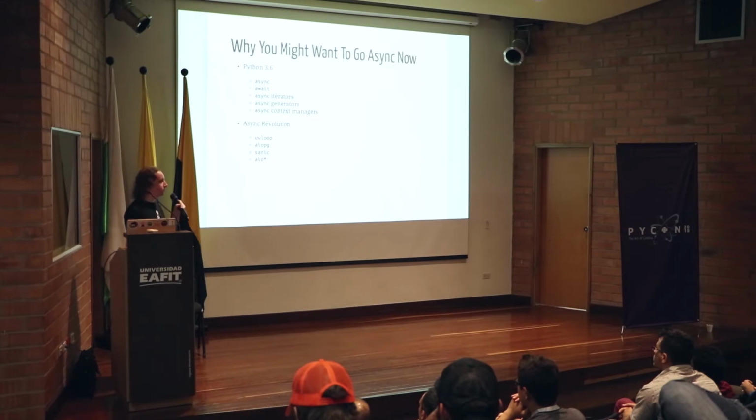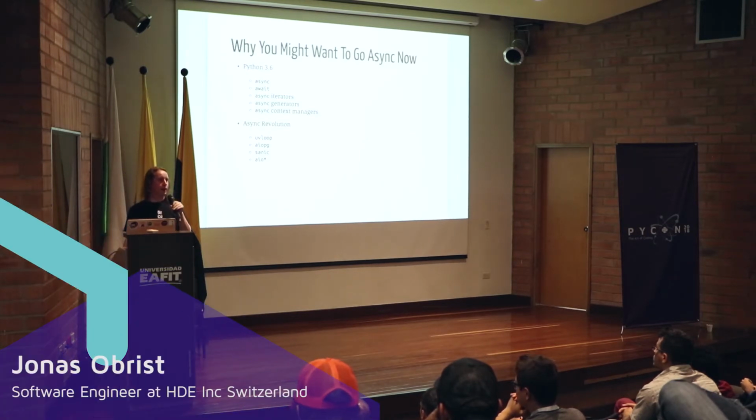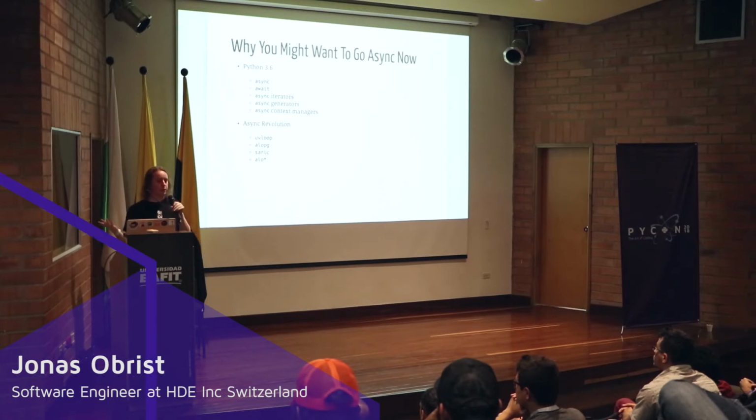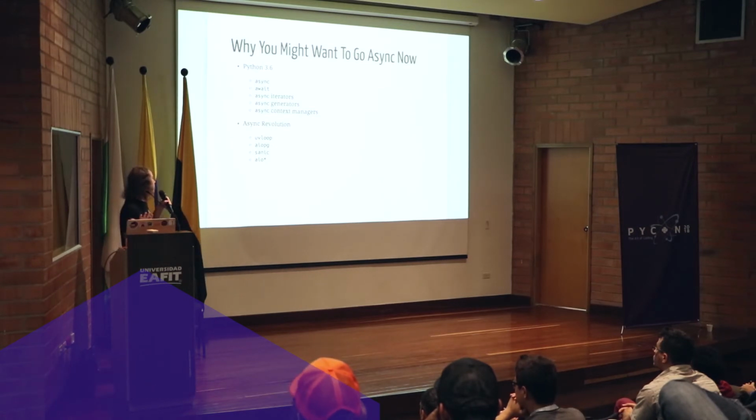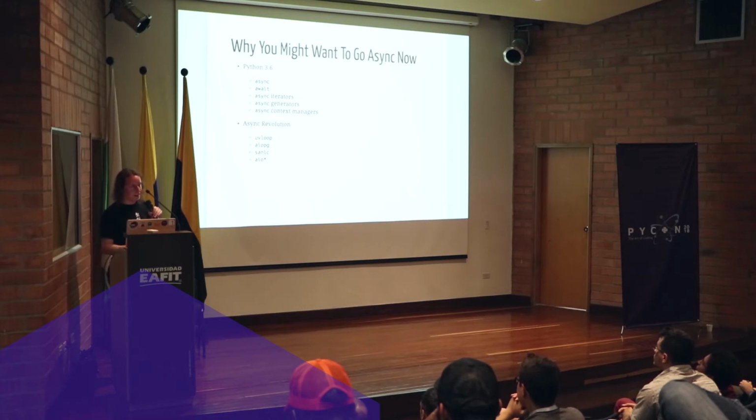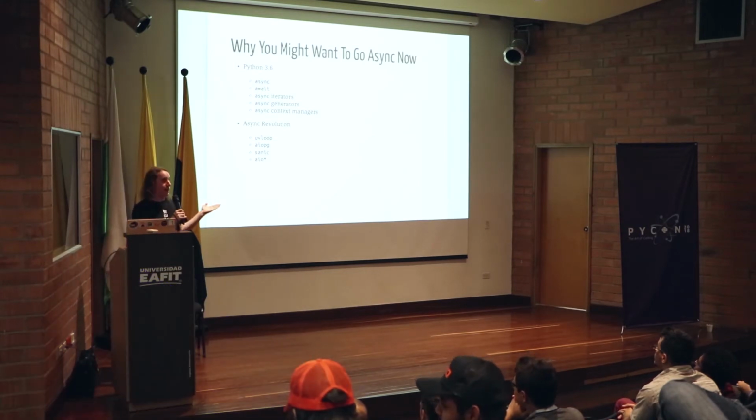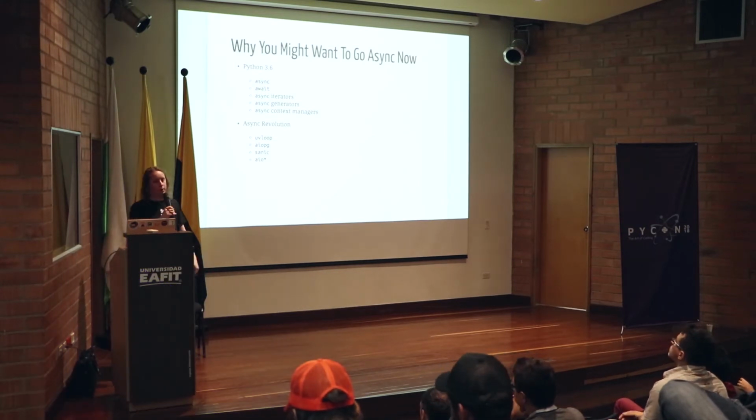There's aiopg, which is probably the fastest Postgres client there is, because at least according to their own benchmarks, they're faster than Golang in Python. I don't know how they do that, but they do it. And we got Sanic, which is Flask for async, as I mentioned before.